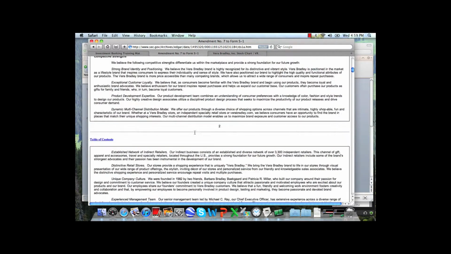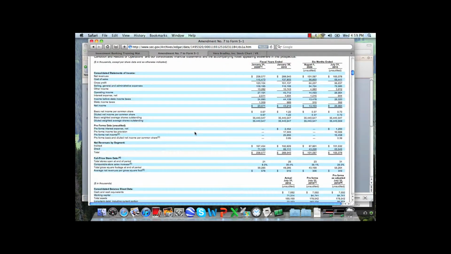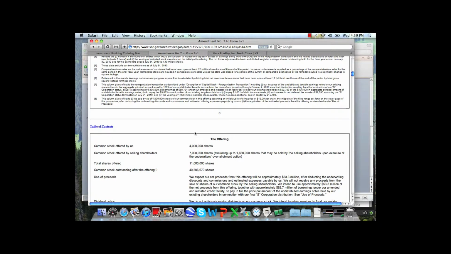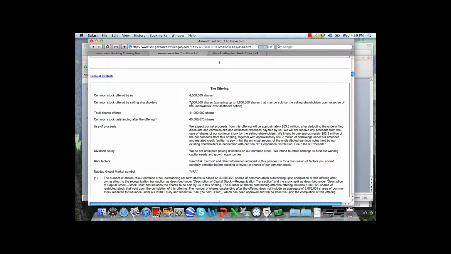I'm just going to direct our attention to page 7. There's a whole bunch of summary info on the company, but page 7 has a summary on the offering. And this is important because it tells us that common stock offered by the company is going to be 4 million shares. Common stock offered by selling shareholders is 7 million shares. So we do need to note that those sold by the selling shareholders will not be proceeds, cash proceeds to the company.